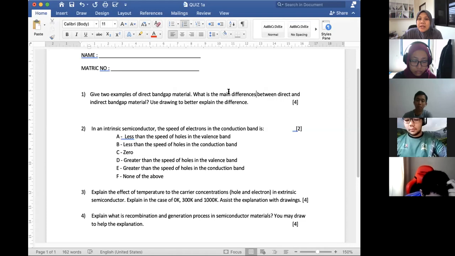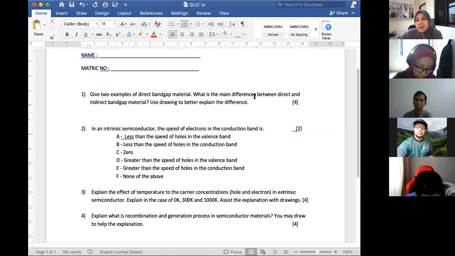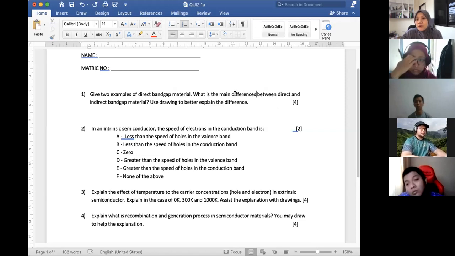Sebenarnya saya bagi markah, main difference yang saya nak tengok sebenarnya bukan yang tadi. Main difference ialah direct band gap material gives out light, photon, while indirect band gap material gives out phonon. That is the main difference. Why the difference? Because of the alignment of the band. So kalau saya nak pakai, I can give full marks by only you telling the photon dengan phonon tu. But I also give marks if you explain about the arrangement of the band.